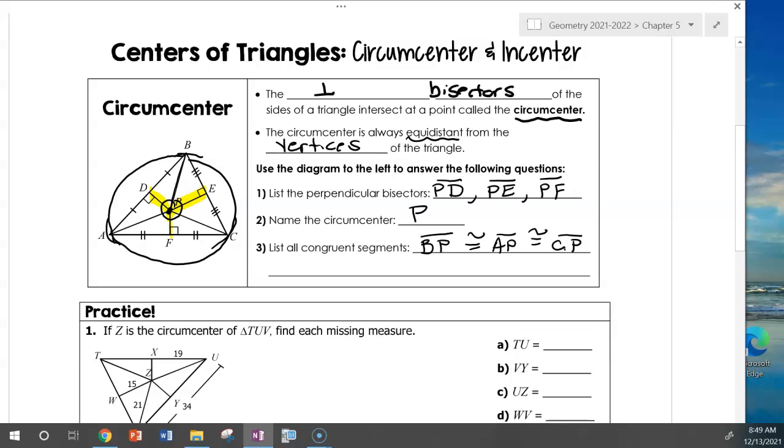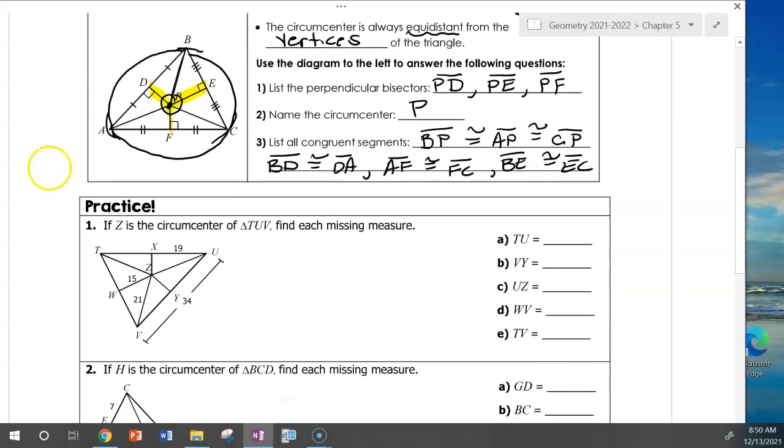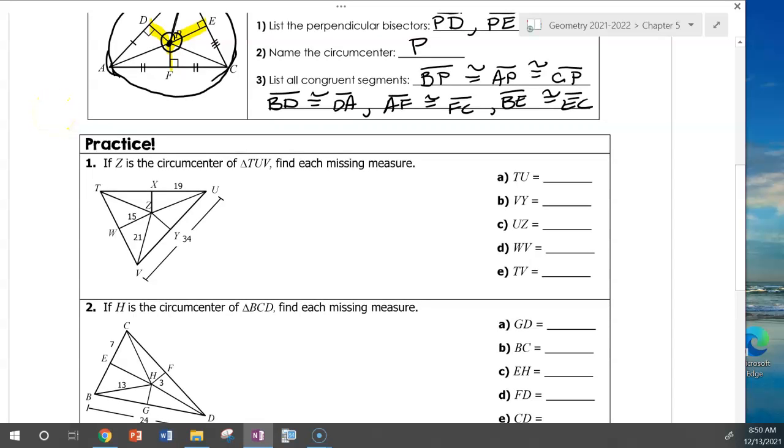And then the sides that get bisected, they're going to be congruent to each other as well. So BD is going to be congruent to DA, and AF is going to be congruent to FC, and BE is going to be congruent to EC. All right, so let's do some practice with this. So if Z, right here, point Z, is your circumcenter of triangle TUV, we're going to find each missing measure, and these are going to be lengths.